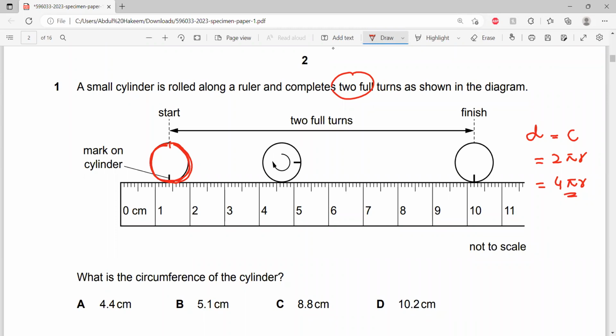So look, 1 turn is circumference. It means the total distance covered from this point to this point is equal to 2 times circumference. First look at this reading. This reading is 1.4 centimeter, and this reading is 10.2. So first we will calculate this distance: 10.2 minus 1.4. Calculate the answer, please.